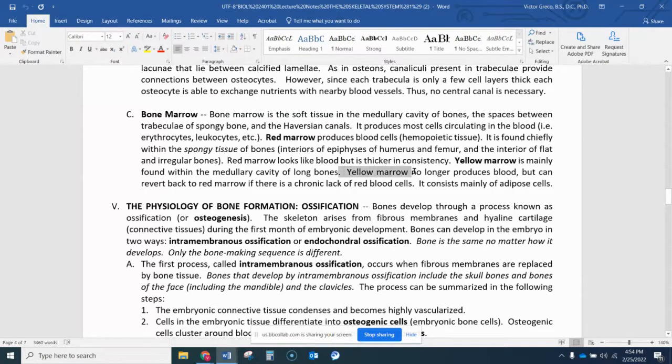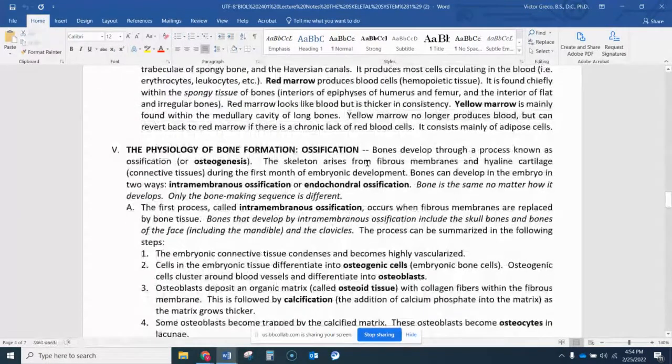And it says, yellow bone marrow no longer produces blood, but it can revert back to red bone marrow if it needs to. For example, someone may lose a lot of blood for some reason, and therefore yellow bone marrow can quickly go back to red bone marrow to produce blood if that's a priority.